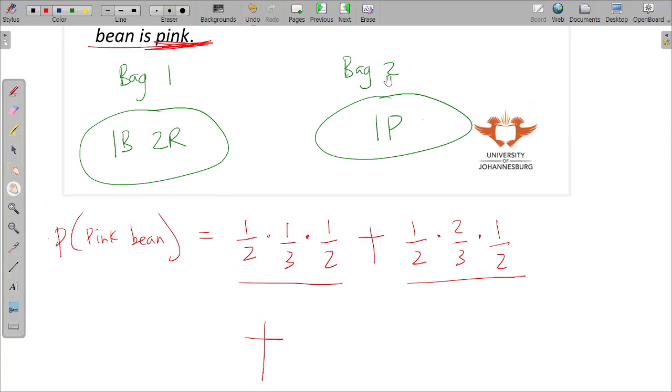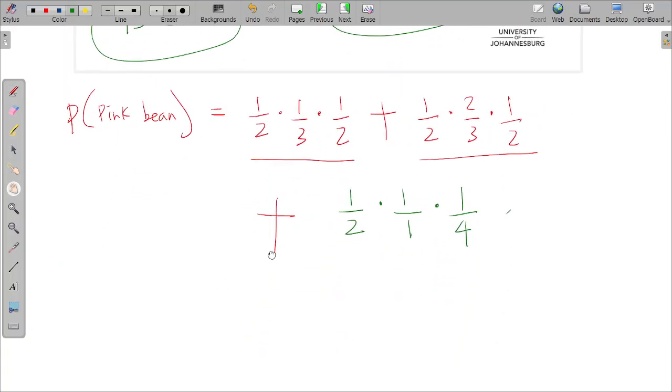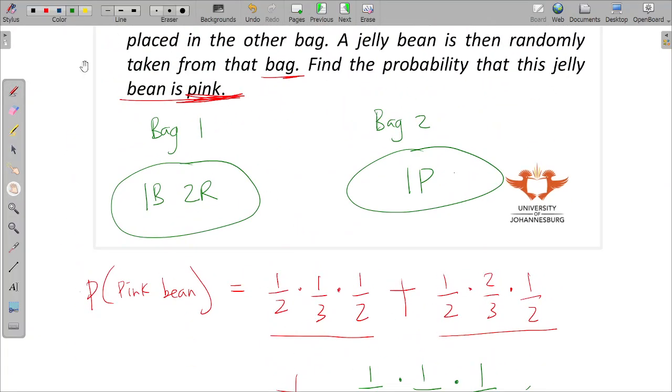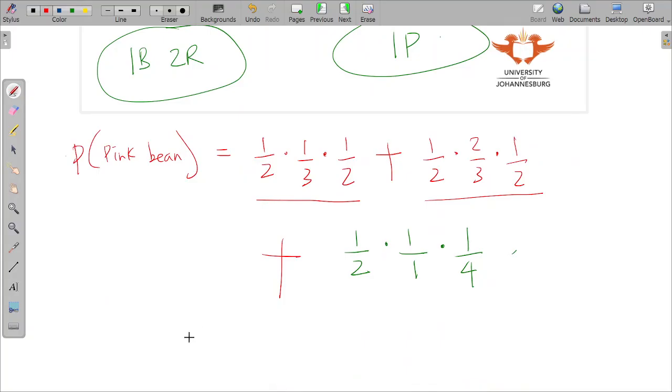In the second bag, we are picking the bag itself, which will be 1/2. In the second bag, we only have one pink, so the total is 1 and the pink is 1, so 1/1. Then we pick this pink and drop it in the other bag. When we drop it there, that bag now has 4 beans, but we are still looking for a pink, so it will be 1/4. So that is the probability, because we are taking the bag along with us. That's why these halves are there. Please take note of that.